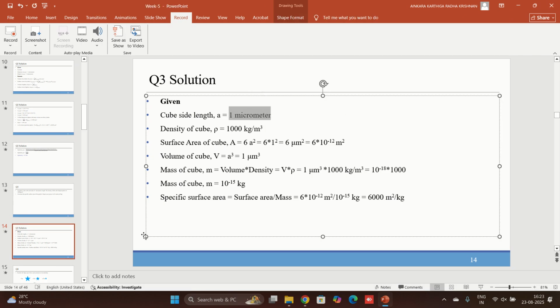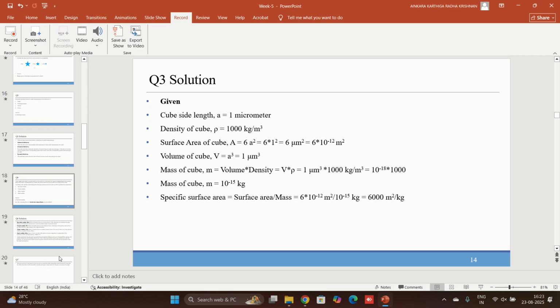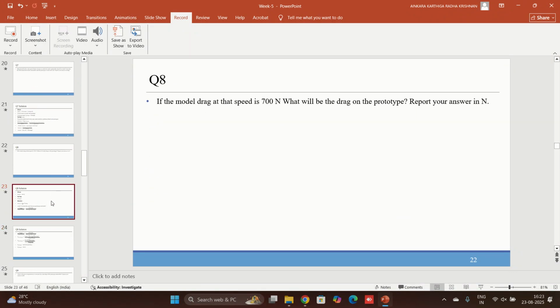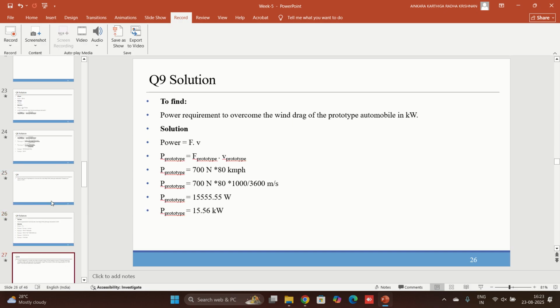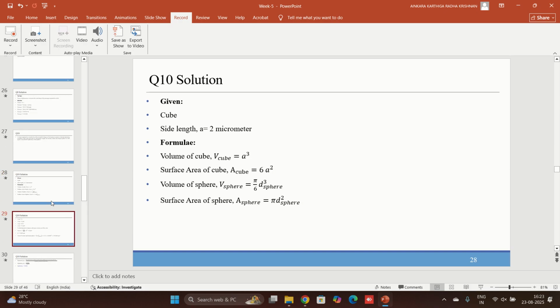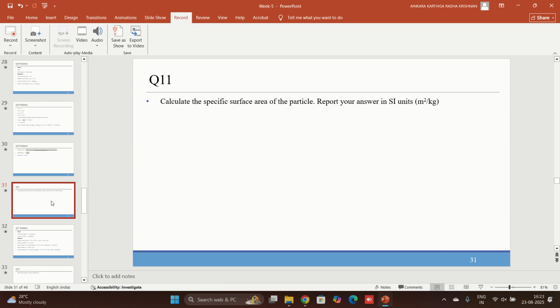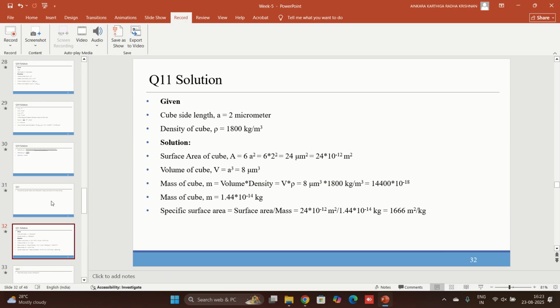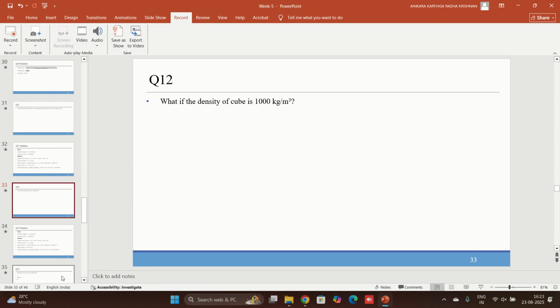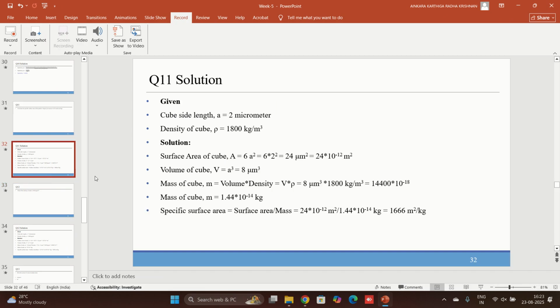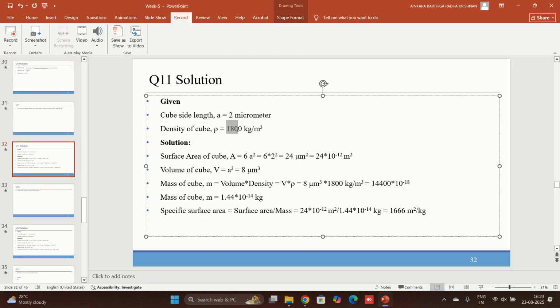6000 meters square, whereas for a 2 micrometer sized cube we have a reduced surface area of 1666 meters square per kg. So size of the particle plays a role, that we can understand. But since here we have a density variation also, in the previous problem it was 1000 kg per meter cube.